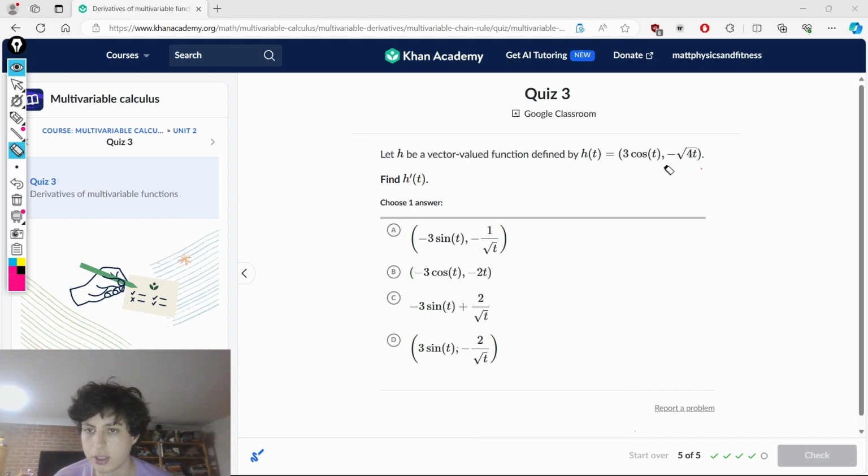3, -3 sine t, ba, ba, ba, negative the negative root 4. You can just do that as a constant and then treat the function as just square root of t. The square root of t, t to the 1/2, so 1/2 over root t. So negative root 4. Oh, negative root 4 is just -2. So minus 2 over root t. I want -3 sine, right?